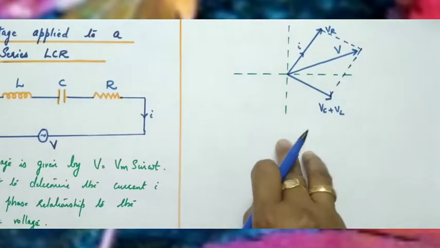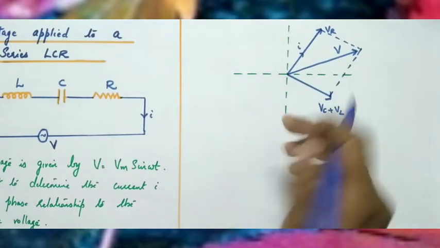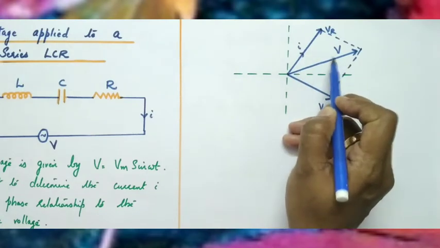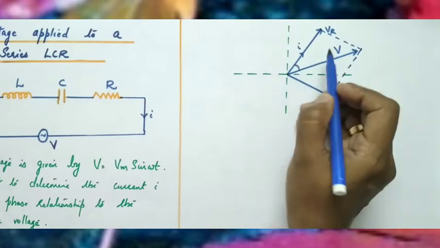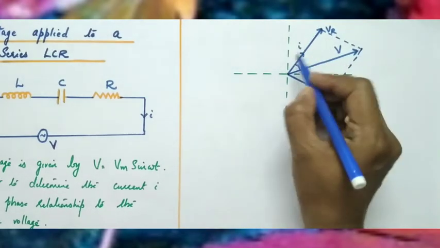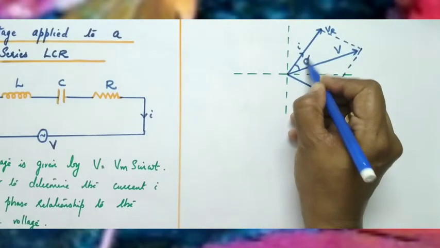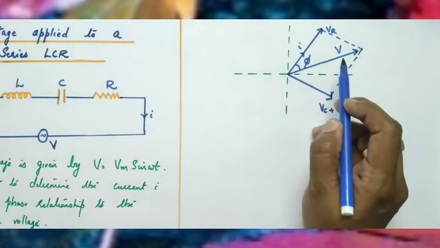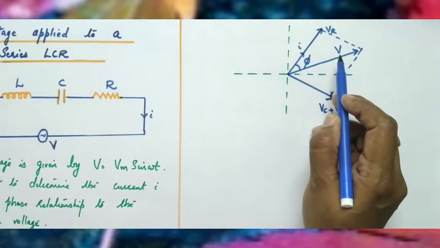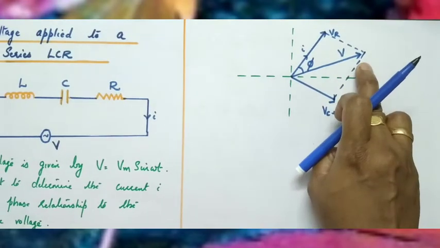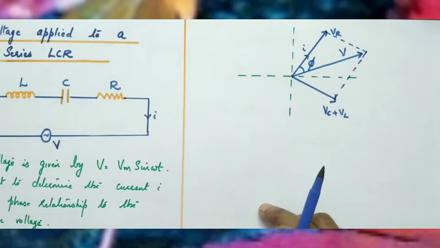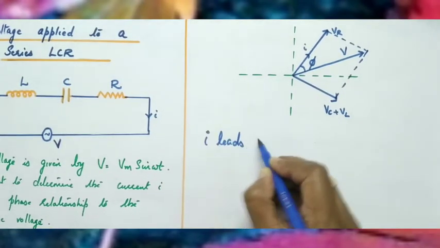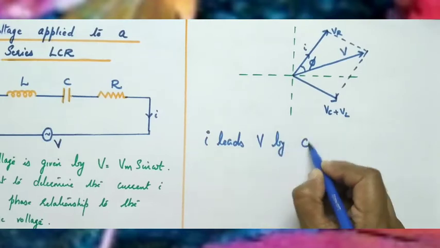Now from the phasor diagram itself, we can clearly say, what about the current? Current leads voltage by some angle. Here the angle, let it be phi. So from the phasor diagram, we can clearly say that current leads voltage by an angle phi.